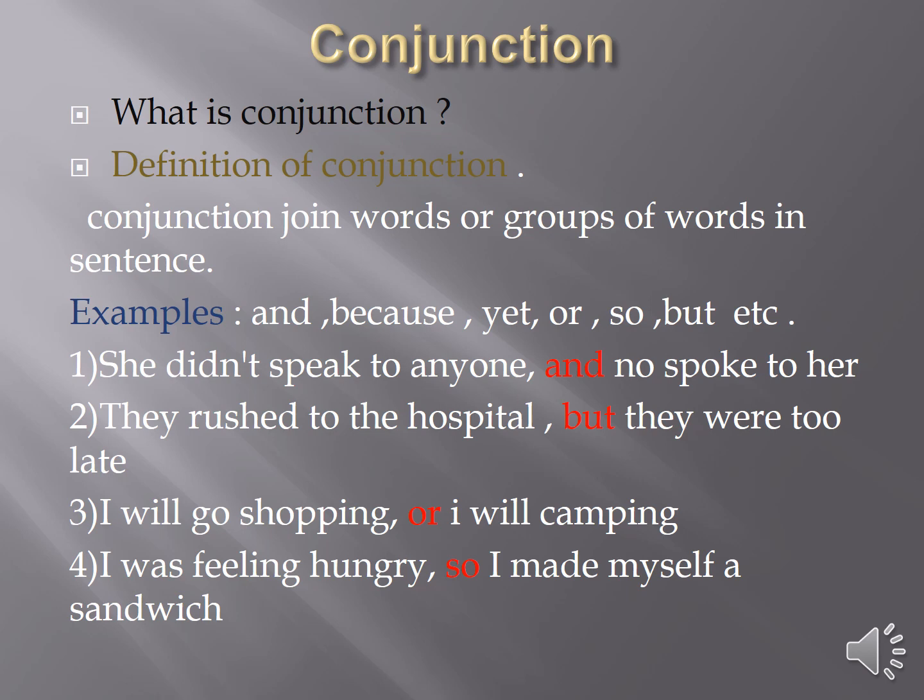Third one, I will go shopping or I'll go camping. The 'or', which is written in red color, shows a conjunction. I was feeling hungry, so I made myself a sandwich. 'So' is also a conjunction. Next we'll move to interjection.